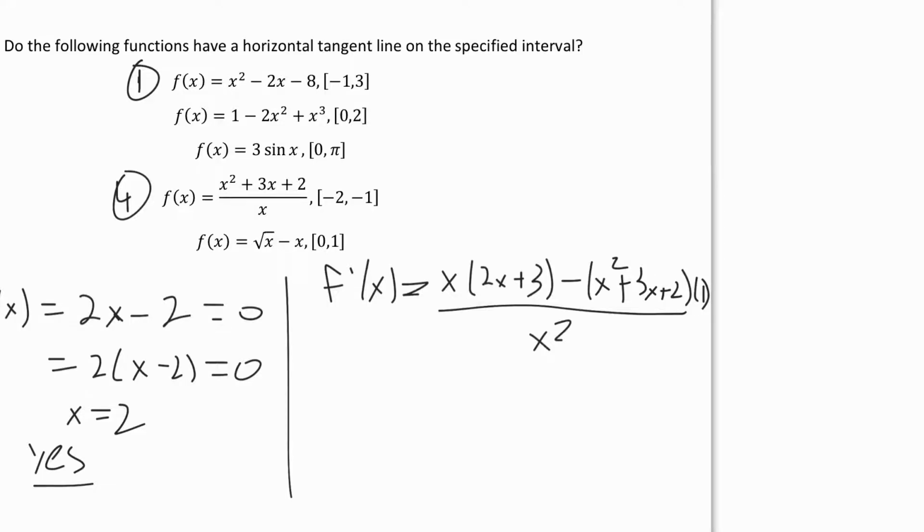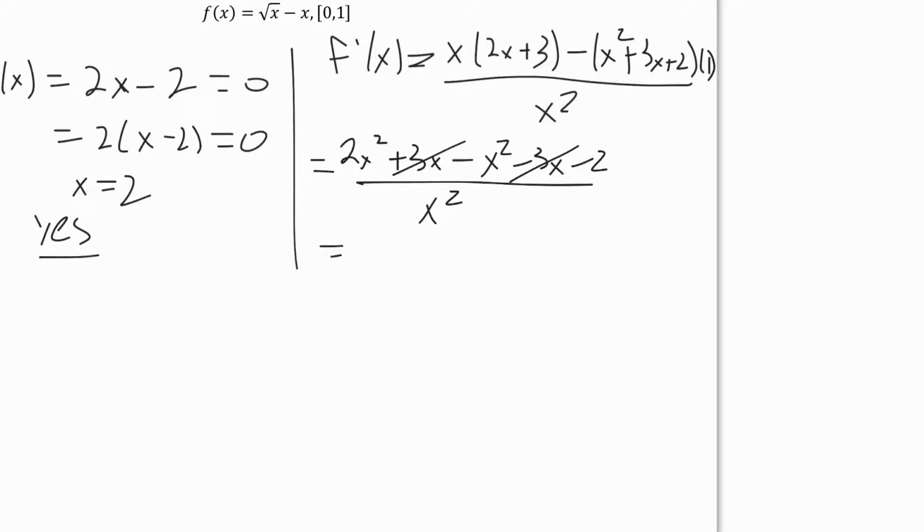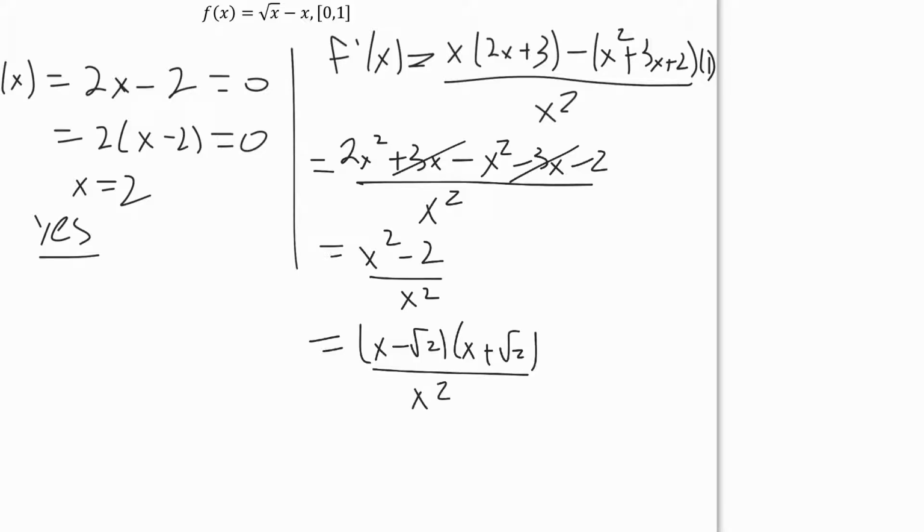So we're going to want to simplify to eventually find where this thing equals 0. So we're going to get the following. If we expand the top, we'll get 2x squared plus 3x, and then minus x squared minus 3x minus 2. So those will cancel. We can subtract the x squareds to give me x squared minus 2. So that'll be a difference of squares, x minus root 2, x plus root 2. And so therefore we get x equal to root 2 and x equal to negative root 2.